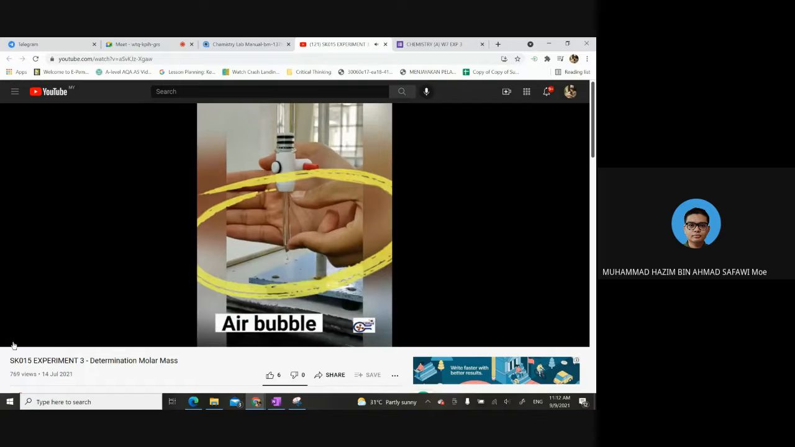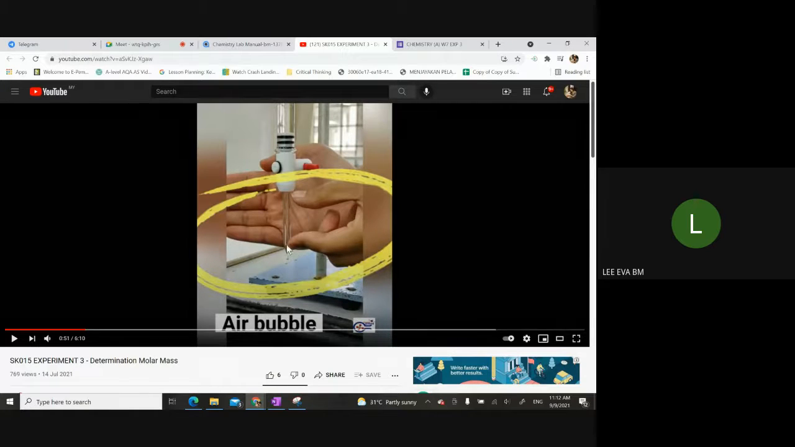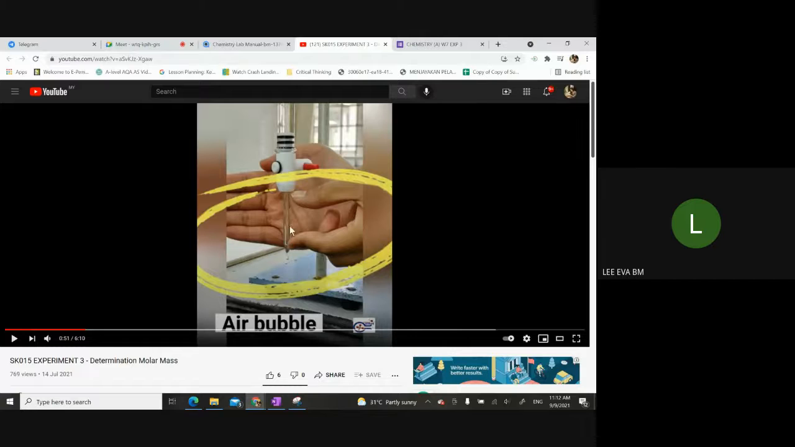You meant the empty space, isn't it? Yes, the empty space is your air bubble. Mungkin dalam video tak nampak, tapi awak boleh nampak empty space tak? Dekat sini ada satu line. So maksudnya dekat sini adalah ruang kosong. Ruang kosong ini adalah awak punya air bubble.